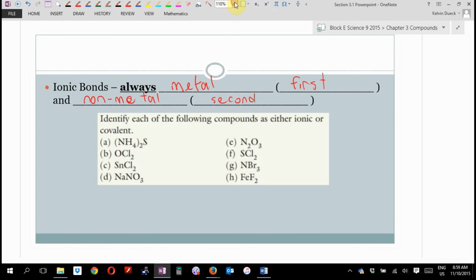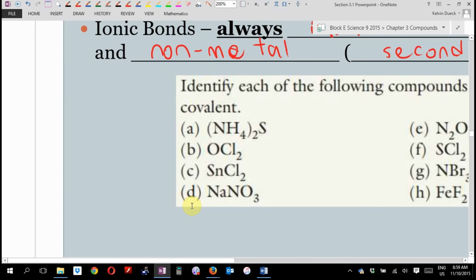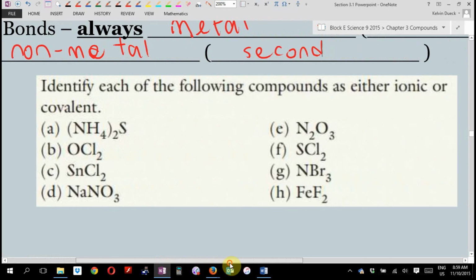I'm going to zoom in on this a little bit here. What would be a good letter to use as an abbreviation for ionic? Ionic. Okay, I'll use capital I. What would be a good letter to use as an abbreviation for covalent? C. So it says, this is from your homework, but we're going to do it together. Identify each of the following compounds as either ionic or covalent. What I don't like is A is weird. They start off with the weird rule breaker right away. So we're going to skip A.